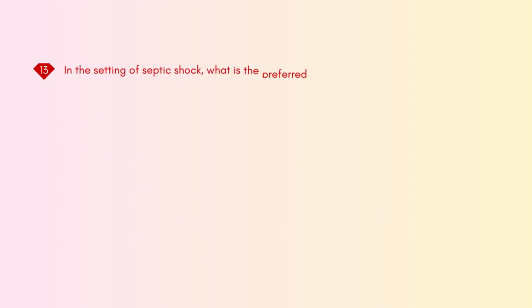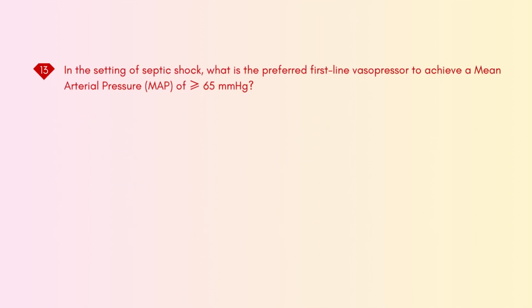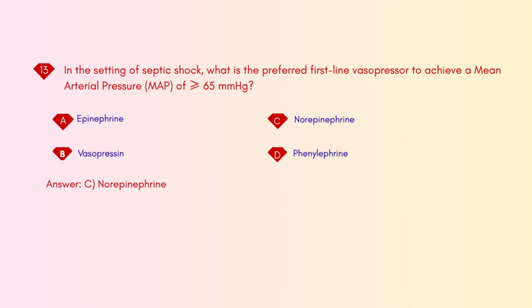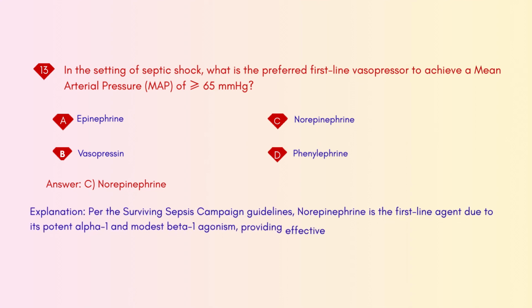In the setting of septic shock, what is the preferred first-line vasopressor to achieve a mean arterial pressure, MAP, of 65 mm of mercury? A. Epinephrine. B. Vasopressin. C. Norepinephrine. D. Phenylephrine. Answer, C. Norepinephrine. Explanation: per the Surviving Sepsis Campaign guidelines, norepinephrine is the first-line agent due to its potent alpha-1 and modest beta-1 agonism, providing effective vasoconstriction with less tachycardia than epinephrine.